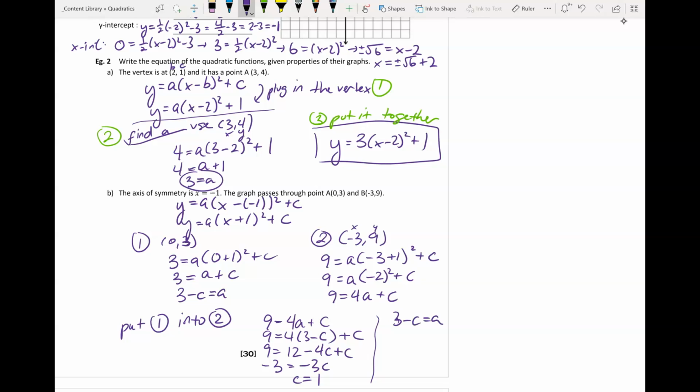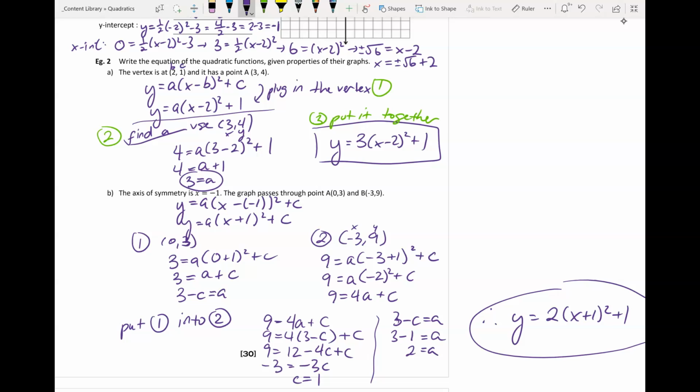So I need to find A. That's 3 minus 1, because I just found C was 1. So A is 2. Now we put everything all together. Y is equal to 2, because that's my A, times X plus 1 squared, because that's what I got in the first step. And now my C is 1, so plus 1. So that is our final answer.